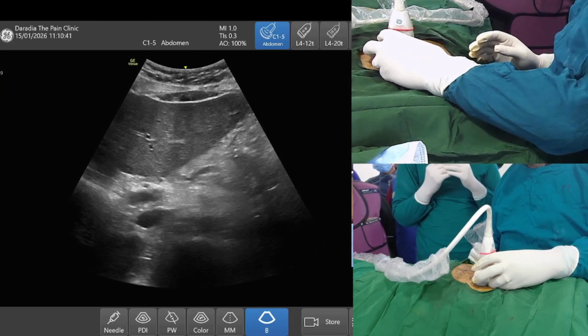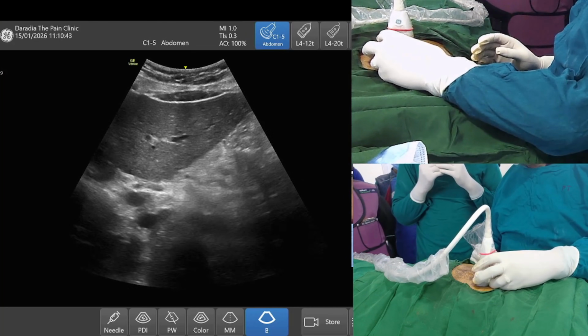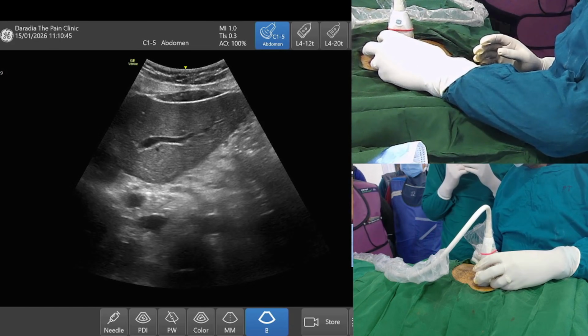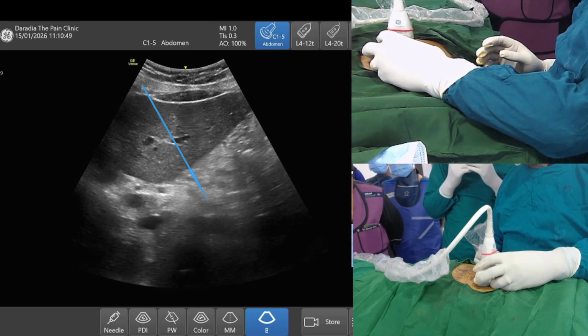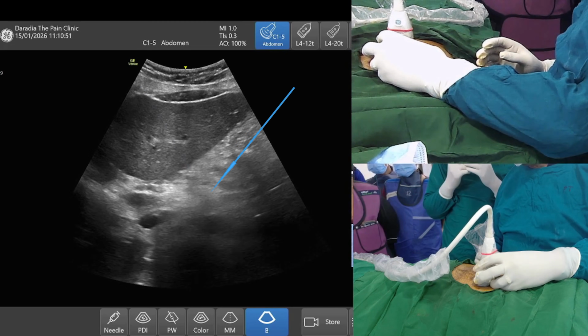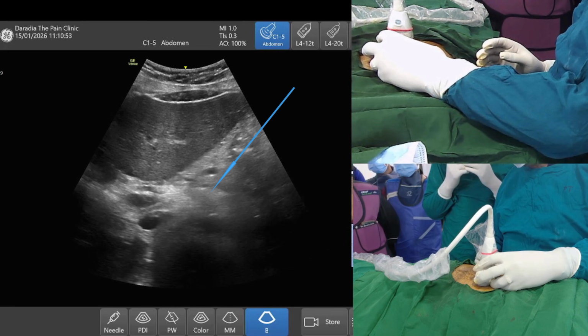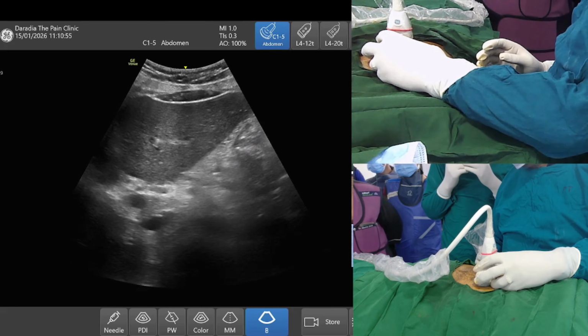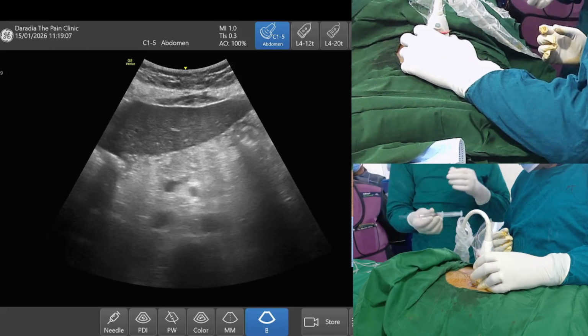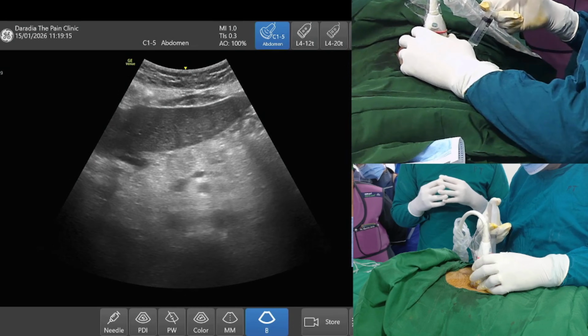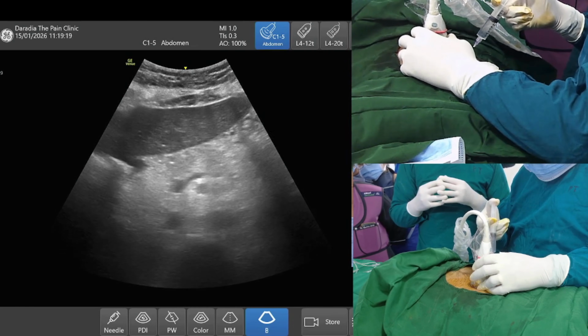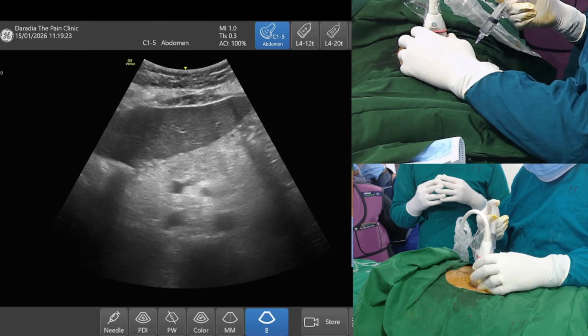After confirming the anatomy, plan the needle trajectory. The needle can be advanced either through the liver from the right-hand side or from the left side, depending on the available acoustic window and ease of needle manipulation. After selecting the entry point, infiltrate the skin and subcutaneous tissue with local anesthesia.